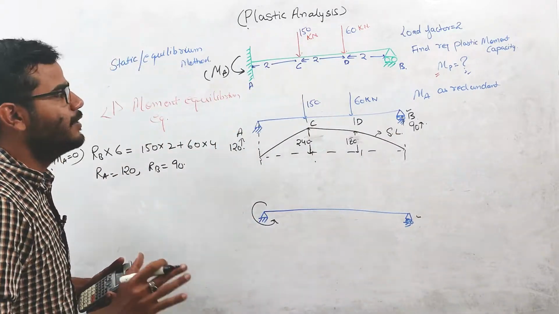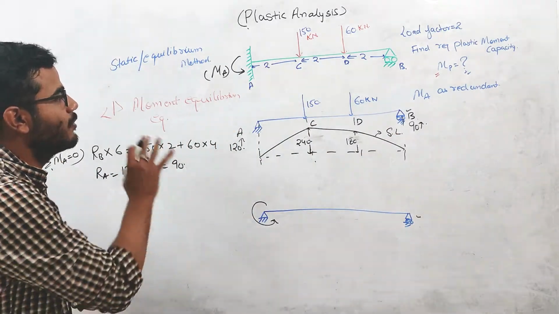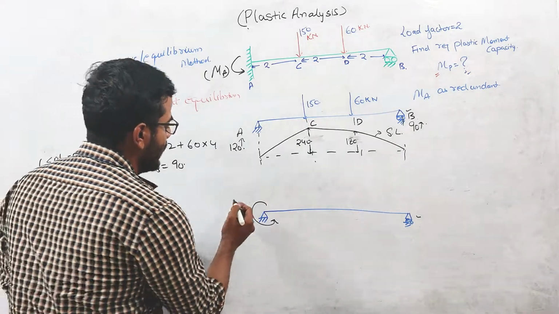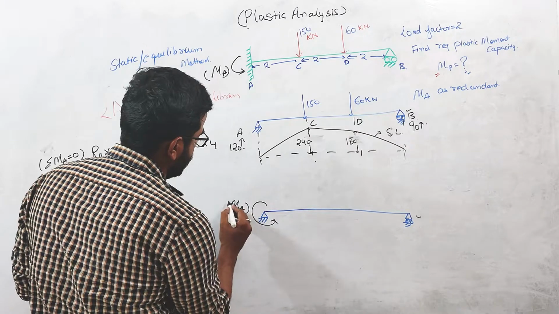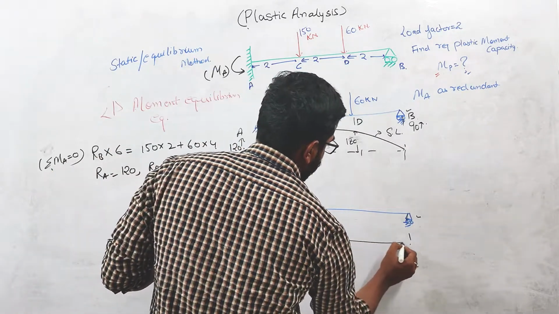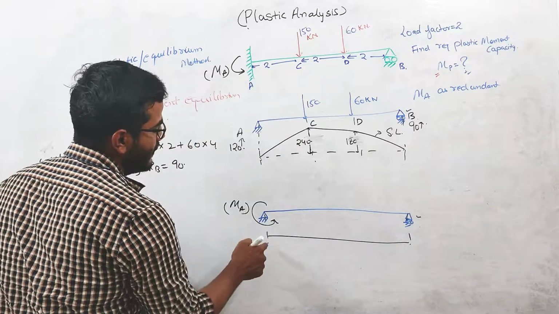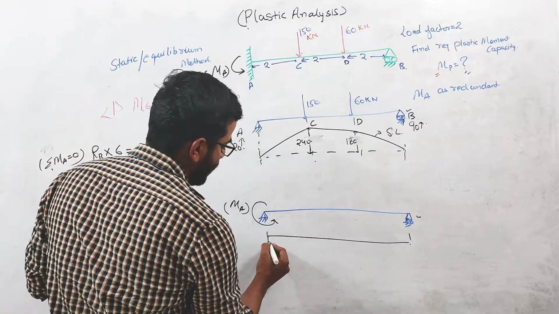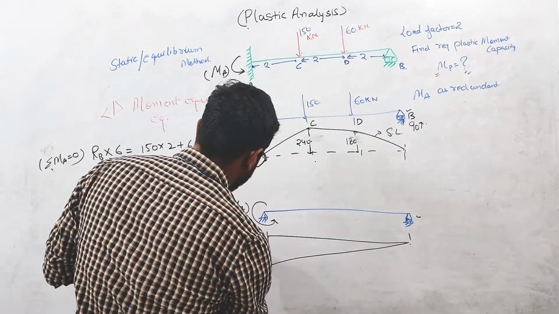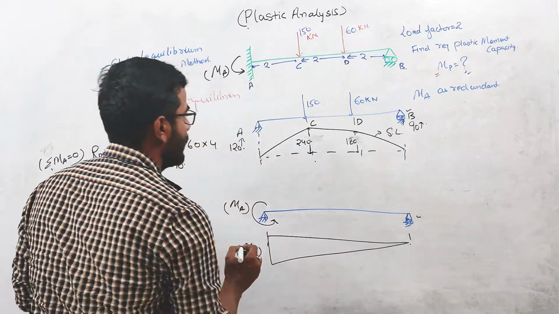Right? So what we did over here is we drew the bending moment diagram for this simply supported beam. Okay, now let us draw the bending moment diagram for this case. So at this end, the bending moment will be 0, and at this end, the bending moment is hogging, so it will be negative. So our bending moment diagram will look like this. So this is nothing but MA.